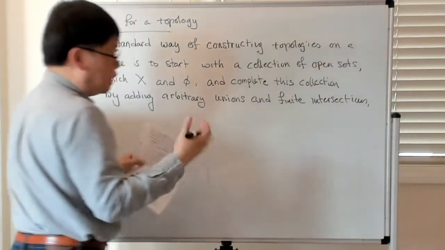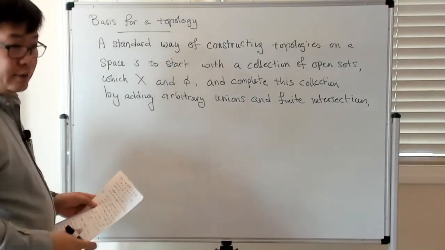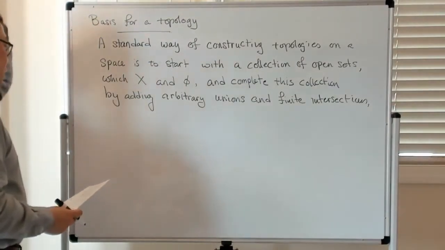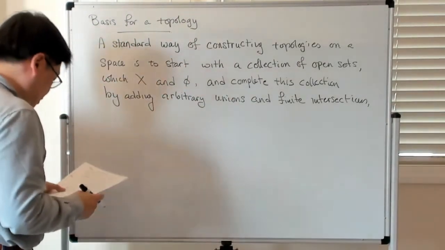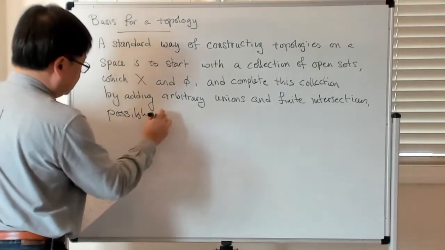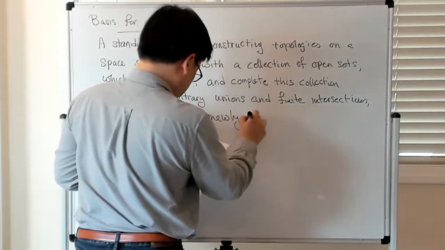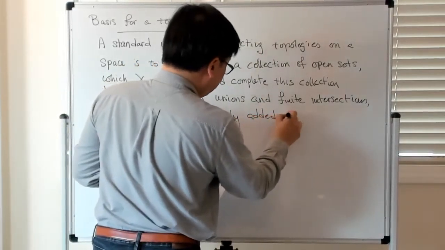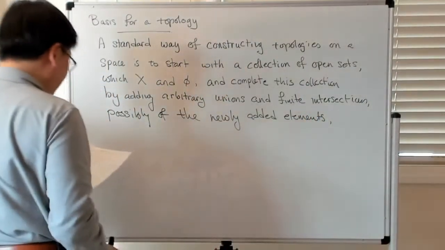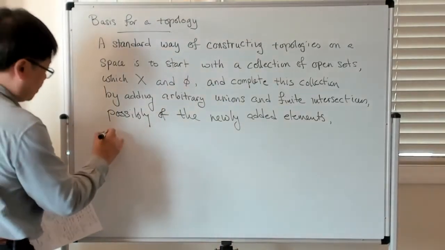And then possibly you may have to use these newly added open sets in the construction of additional open sets as well, possibly of the newly added set of elements, okay? Until the axioms of a topology are satisfied, okay?